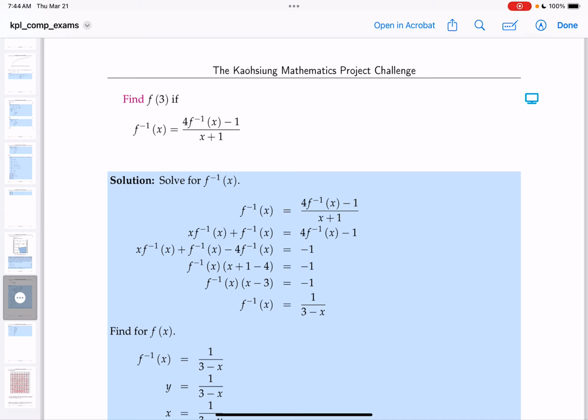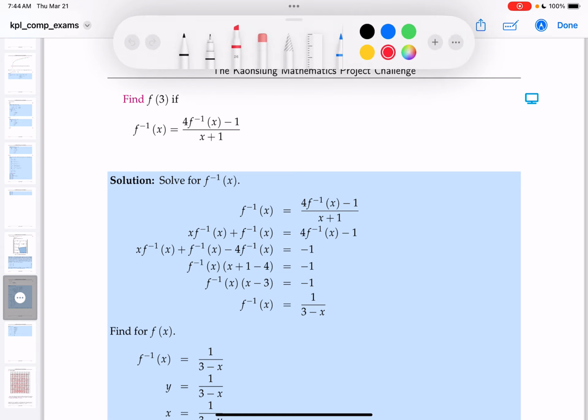Okay, I want you to find f of 3, and they give you this relationship that involves an inverse of f. There are a couple of different ways of doing this. I want to point out that there is a video over here where I originally saw the problem. I thought it was a good level problem for my pre-calculus students. All right, let me go through it.